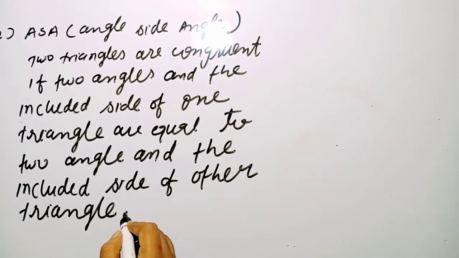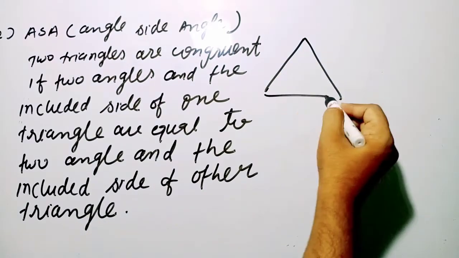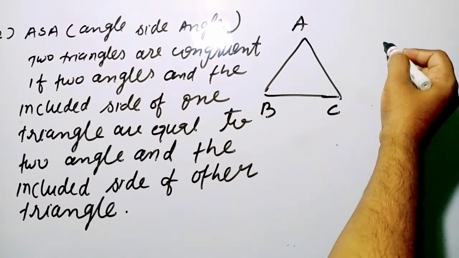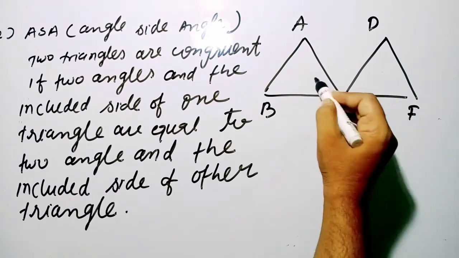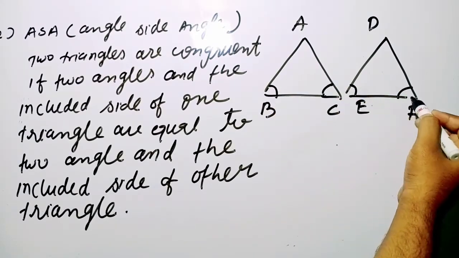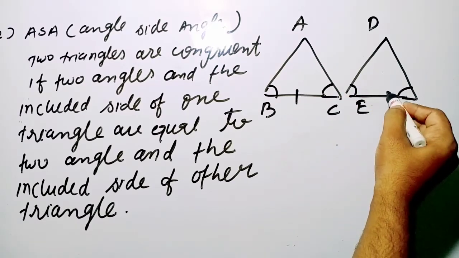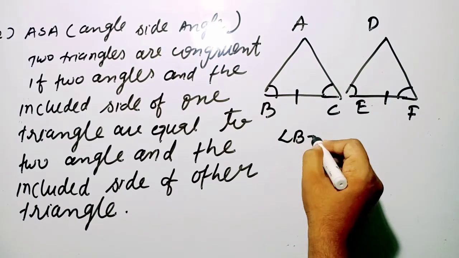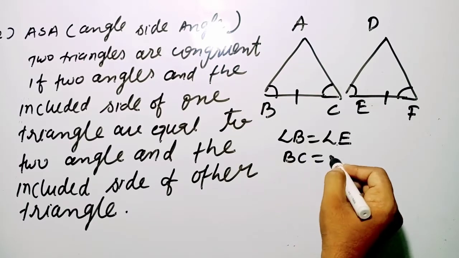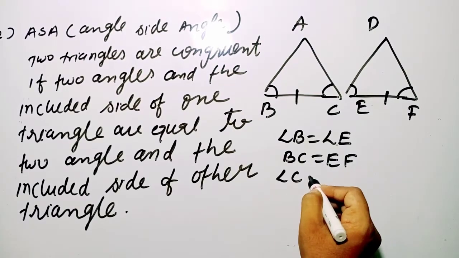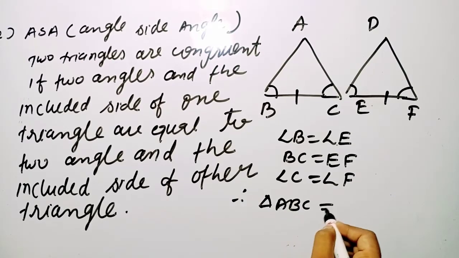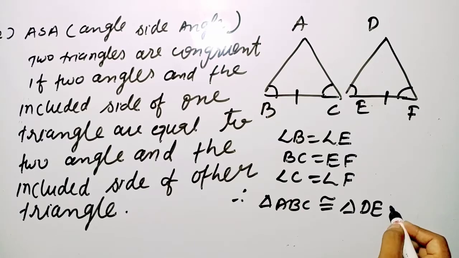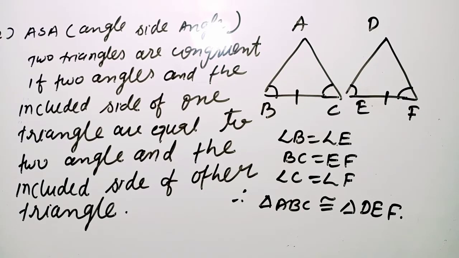Let us see with a figure. Here is triangle ABC, other triangle DEF. Angle B equal to angle E and angle C equal to angle F, and side BC is equal to EF. So angle B is equal to E, side BC is equal to EF, and angle C is equal to angle F. So here we can say that triangle ABC is congruent to triangle DEF, right students?